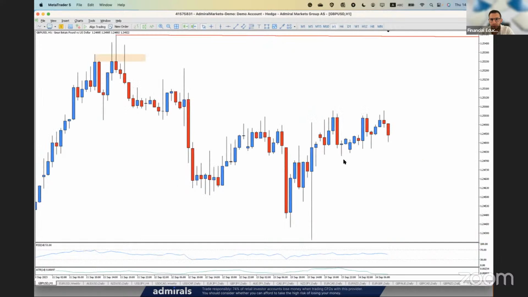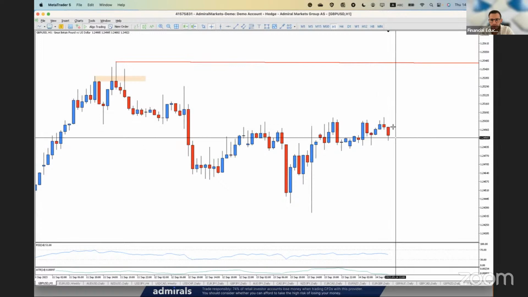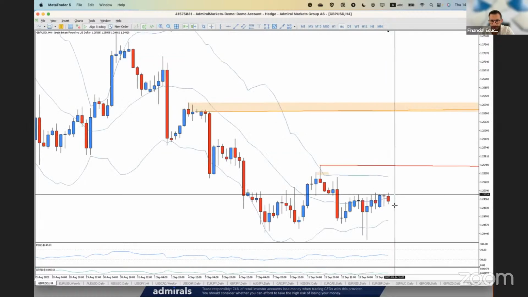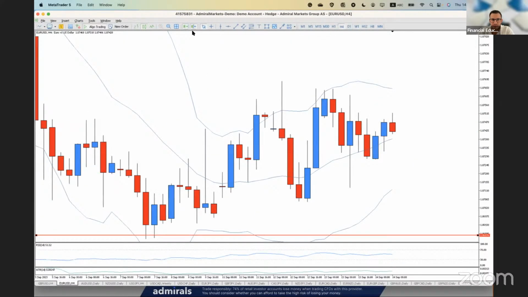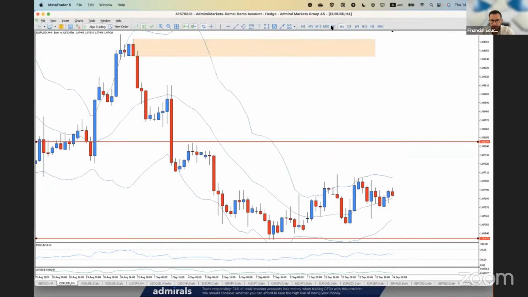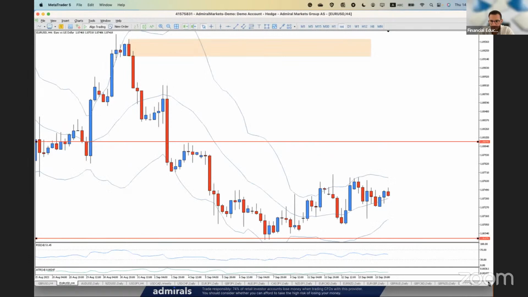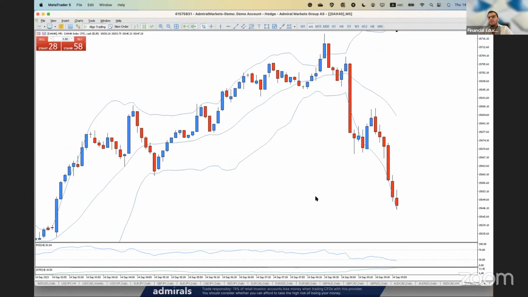Pound US dollar. Let's see if we're going to have a breakout during this session. Euro. Let's check the euro again. Nothing. Nothing here. So it looks like we're not going to find the entry we want.